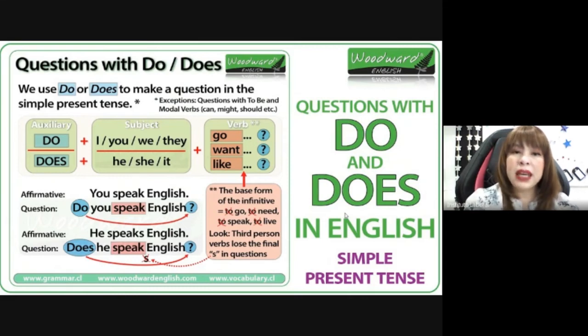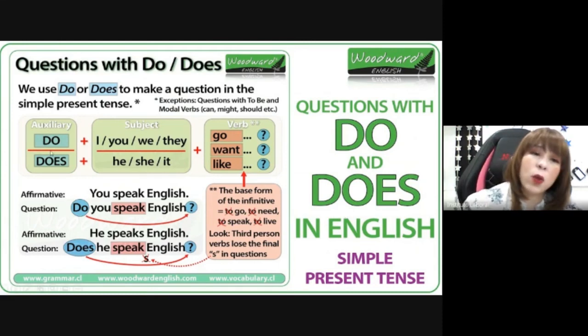Questions with to be and modal verbs like can, might, should, use themselves. We don't need to use do or does. Do or does is only for the rest of the verbs, the regular verbs. So what is the position of do and does in a question? Well, they are in the first position. So we start the question with the word do or does, depending on the subject.